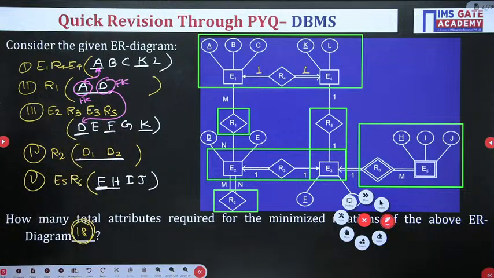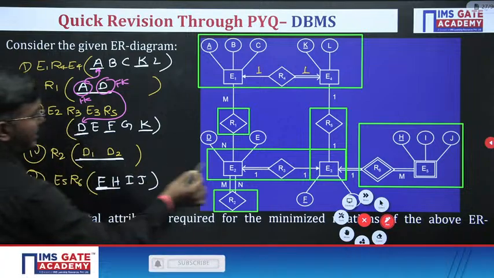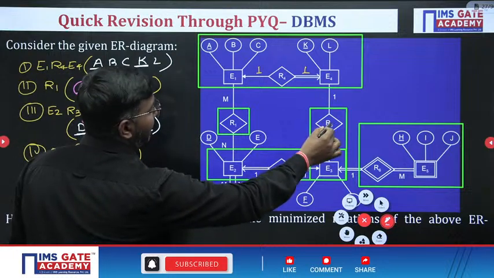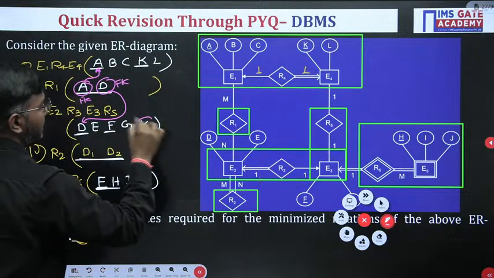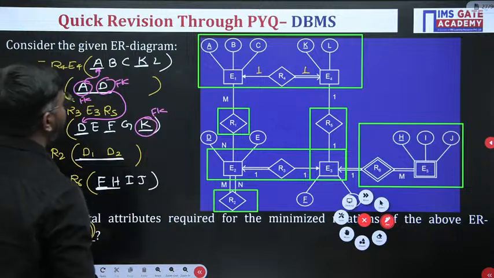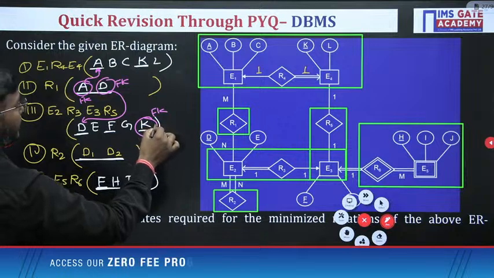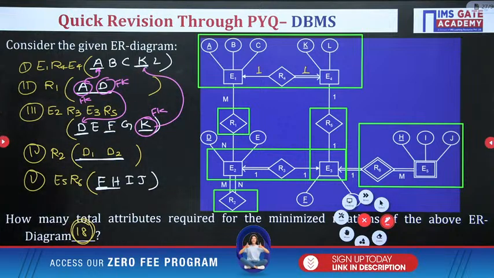Understood? Now anything else here? Now this is E2, R2 here. This only. Fine. Now in this table, this R5 brings the K here. So this K is nothing but our foreign key, and this will point to the merged table, this K here. Fine. Done. Very good.